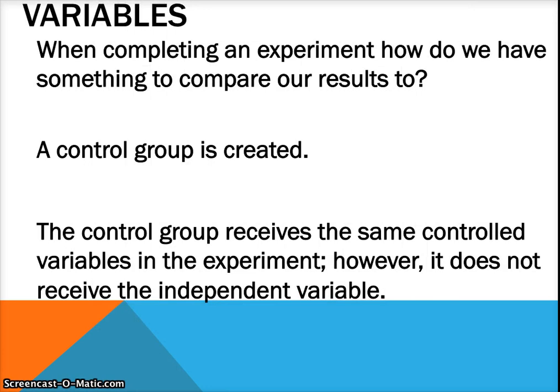When completing an experiment, a control group is created, so we have a group to compare our results to. The control group receives the same controlled variables in the experiment. However, it does not receive the independent variable.